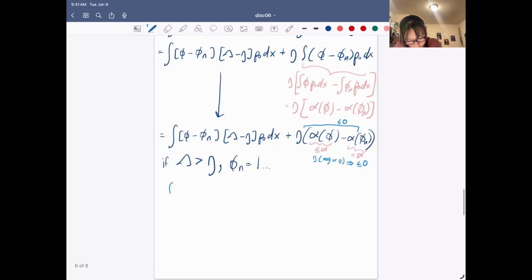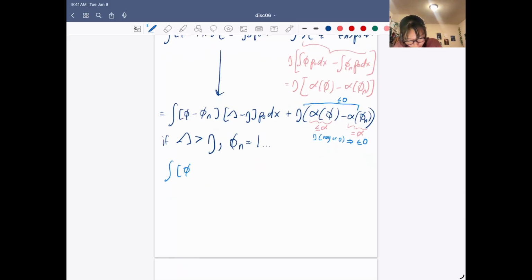let's see, we have our integral, and we have basically phi minus 1, because this phi n is equal to 1 right now. And then we have lambda minus ida. And because lambda is greater than ida, this lambda minus ida must be a positive number. And then p0, the PDF, is always positive. We have this integral.